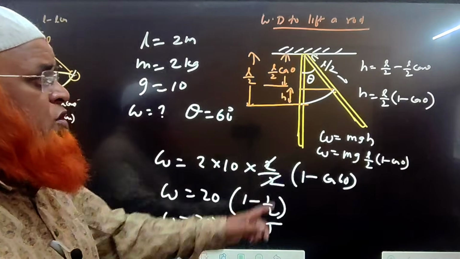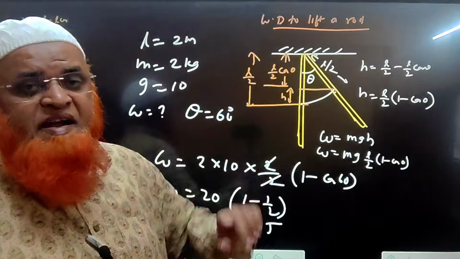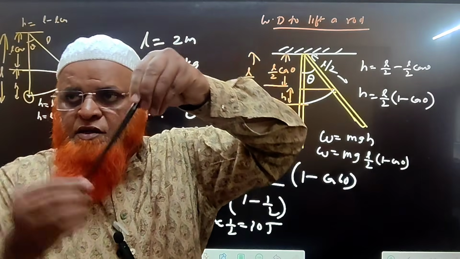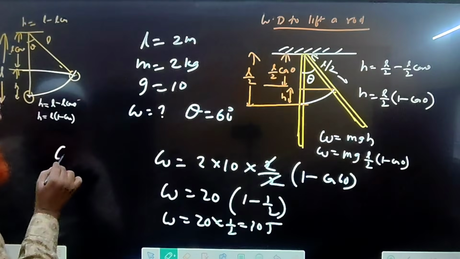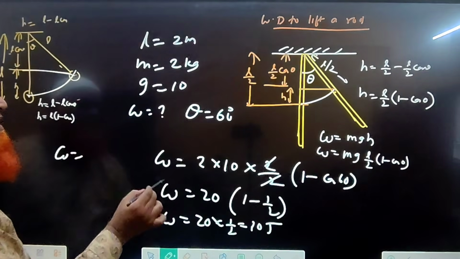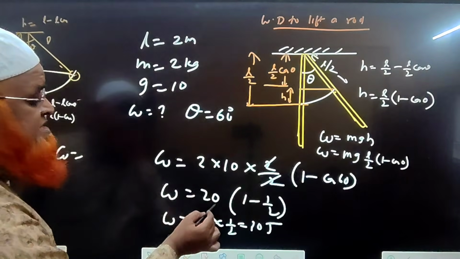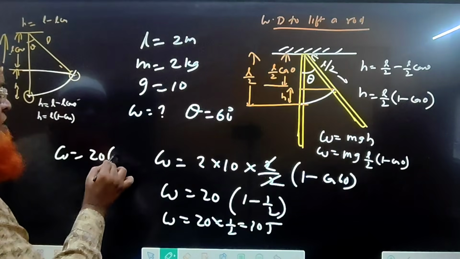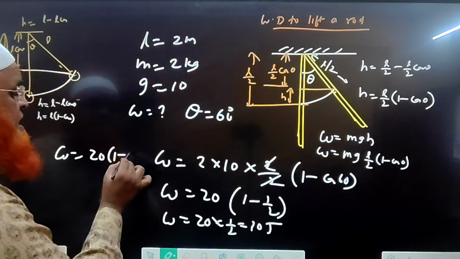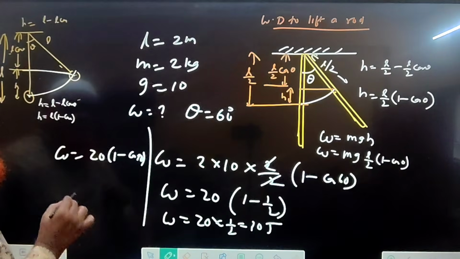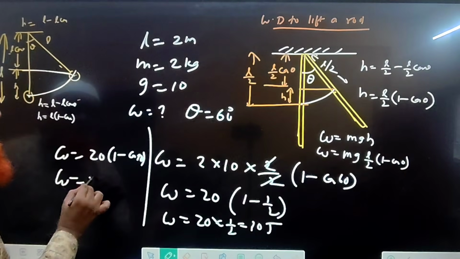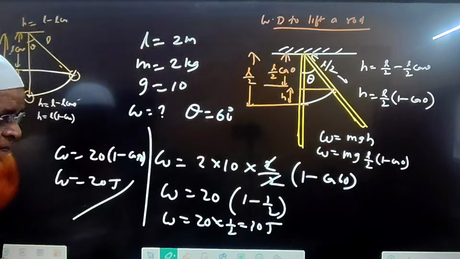For example, you have lifted this rod to an angle of 90 degrees. It was vertical, you made it horizontal. What is the work done by you? A simple logic here. W is equal to the same formula. Up to here it is the same, 20 work. But what is 1 minus cos 90? Cos 90 is how much? 0. Cos 90 is 0. So W is equal to how much? The answer is 20 joules only.